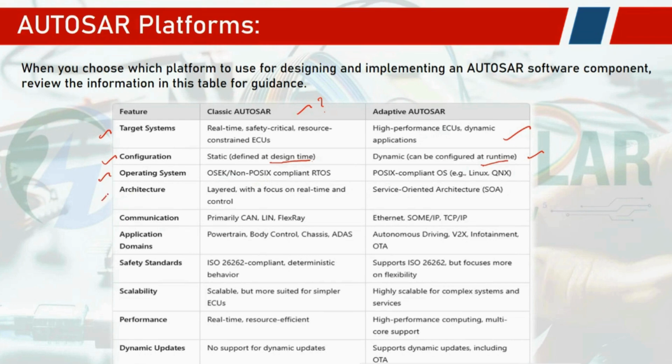And we have the architecture. Classic is focused on layers, and Adaptive has a service-oriented architecture. For the protocols, if we compare, the primary ones for Classic Autosar are CAN, LIN, and FlexRay, and for Adaptive Autosar we have Ethernet, SOME/IP, and TCP/IP. For the application domains, for ECUs, powertrain, body control, and chassis, we use Classic Autosar, and in Adaptive Autosar we have autonomous driving, V2X, infotainment, and some other ECU functionalities that can be added.